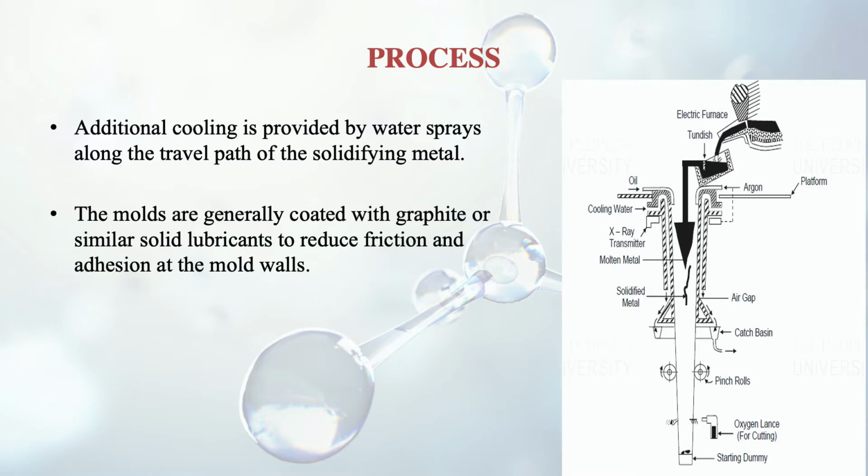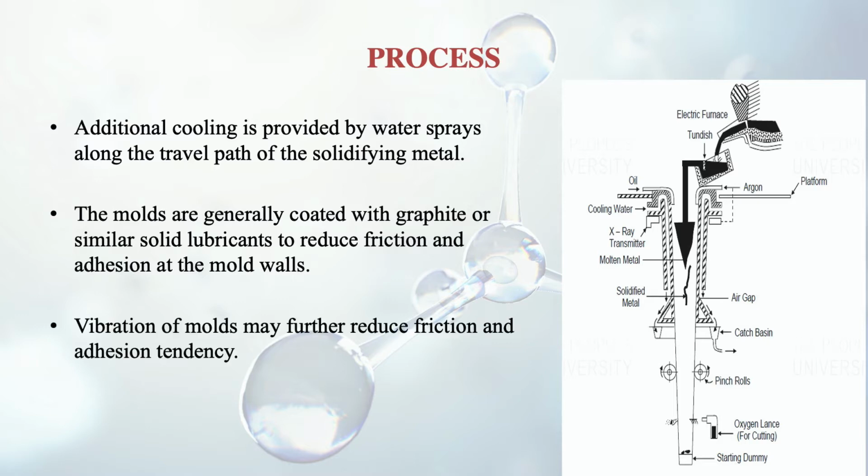The molds are generally coated with graphite or similar solid lubricants to reduce the friction. We need to reduce the friction and adhesion also, so that we can easily remove the metal. And vibration of molds further helps to reduce the friction and adhesion tendency.